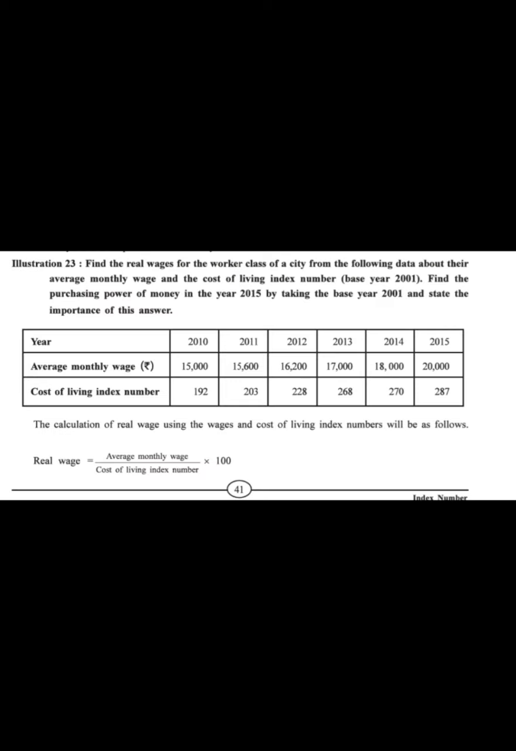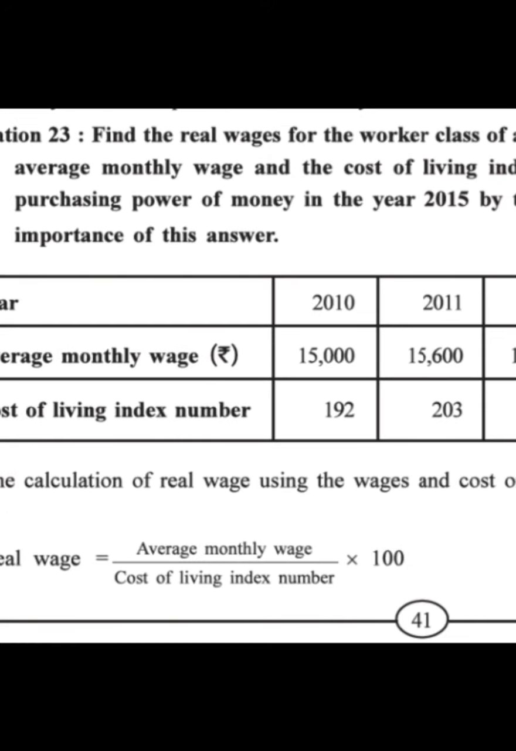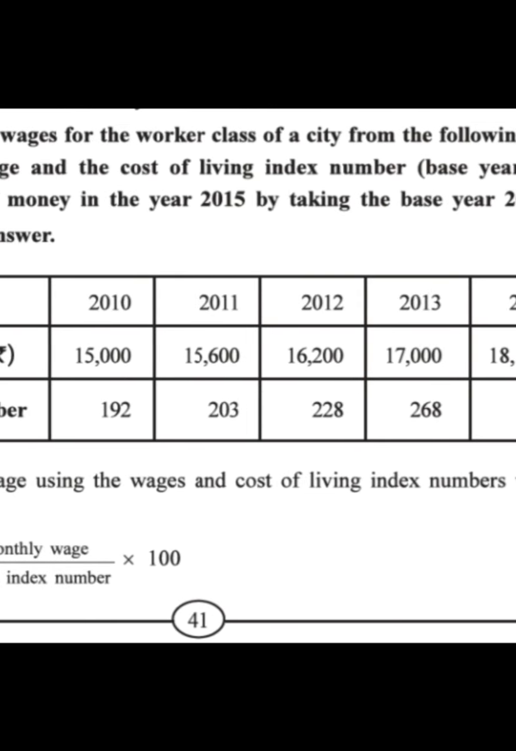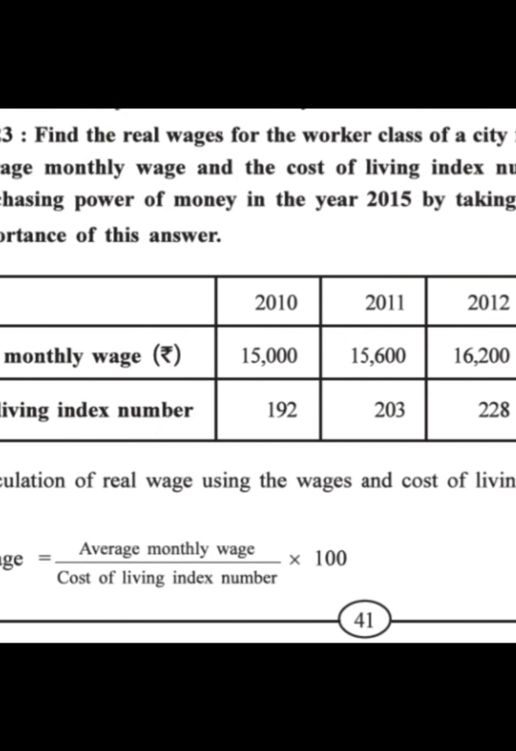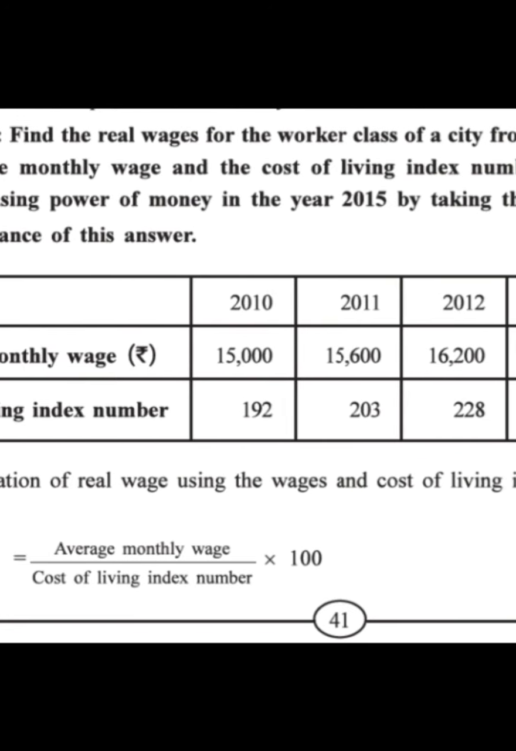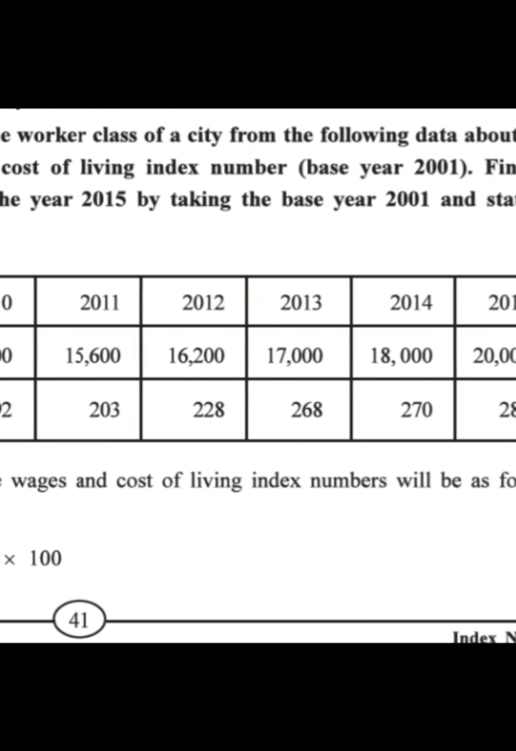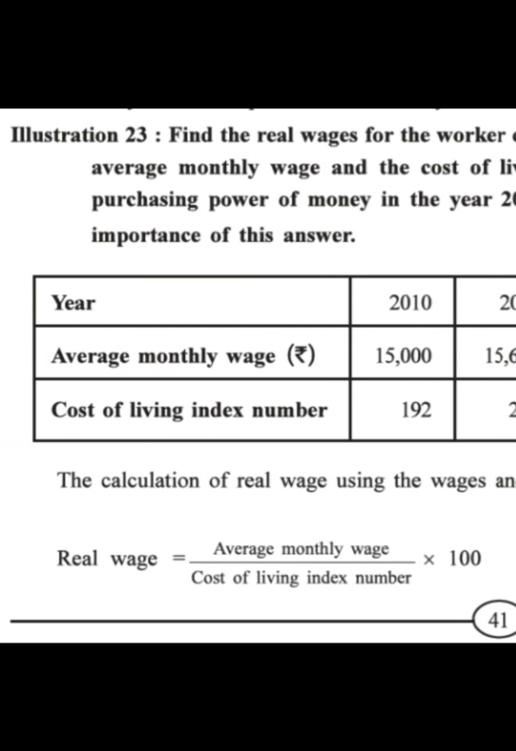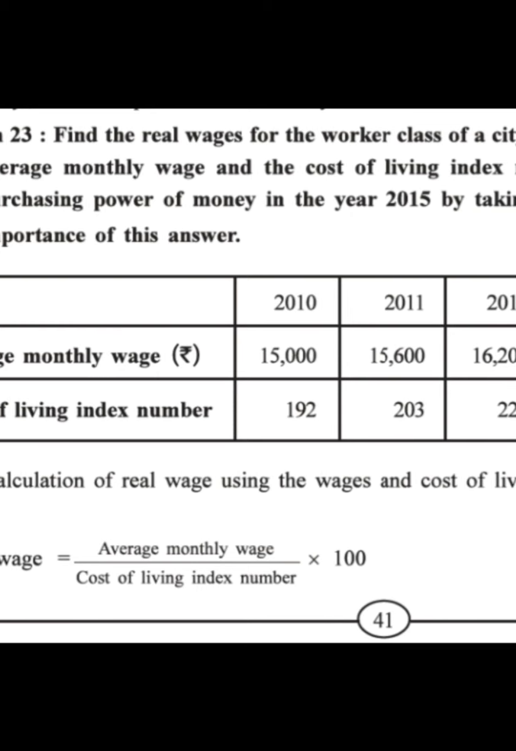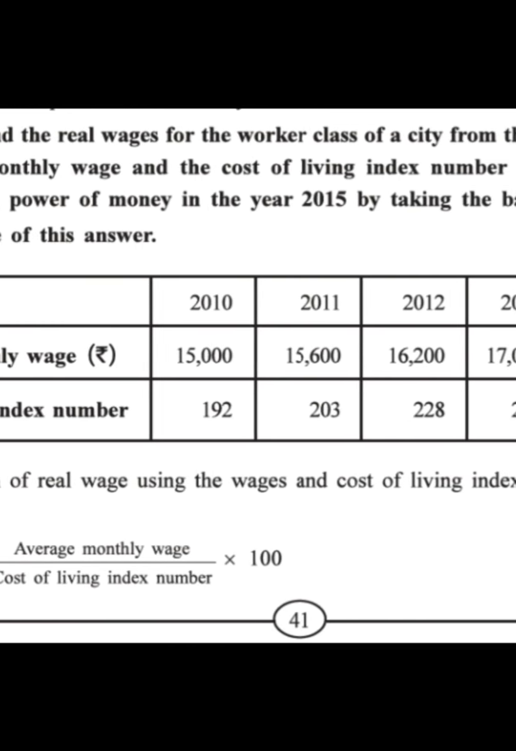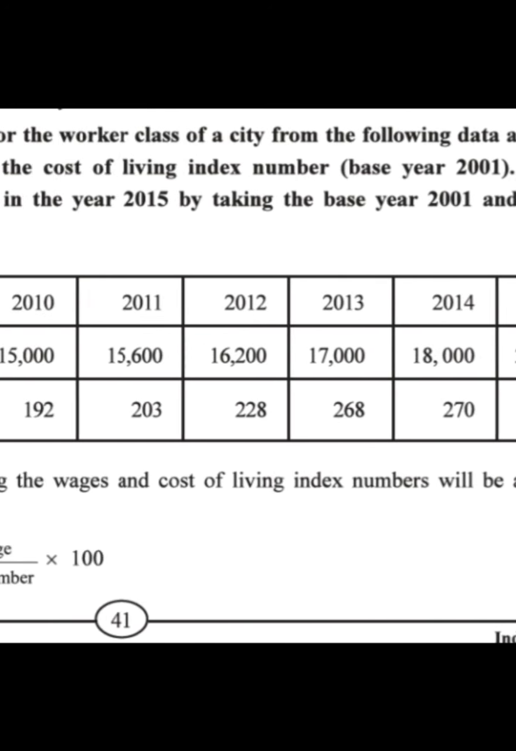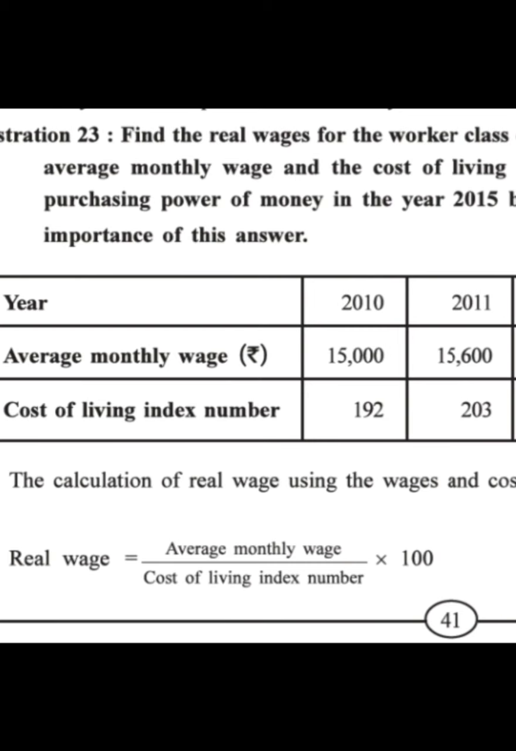Now children, in the 23rd sum, what they have given us: find the real wages of the workers class of a city from the following data about their average monthly wage and the cost of living index number. The base year they have given us is 2001. They have told us to find the purchasing power of money in the year 2015 by taking the base year as 2001, and also state the importance of this answer. Okay, what has been given?